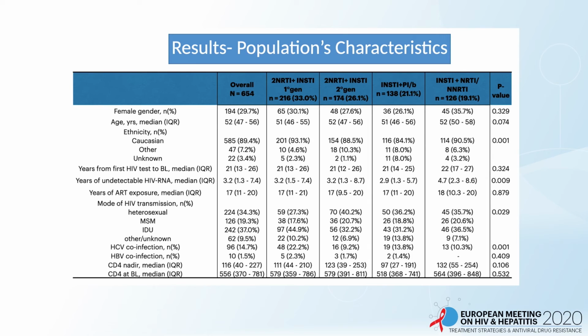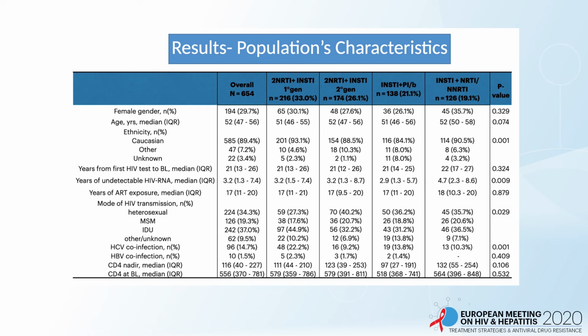In this slide, there are the main characteristics of our population. We found 654 patients respecting inclusion criteria. Regimens started at baseline were 2 NRTI plus INSTI of first generation in 33% of patients, 2 NRTI plus dolutegravir in 26% of patients, INSTI plus a booster PI in 21% of patients, and INSTI plus NNRTI or NRTI in 19% of patients.